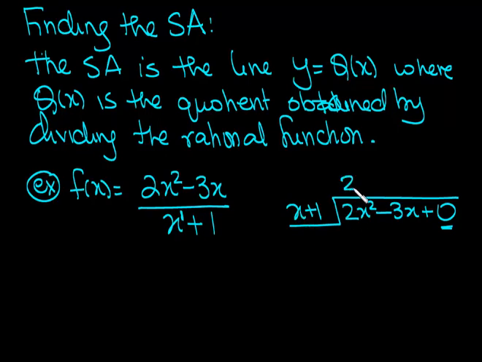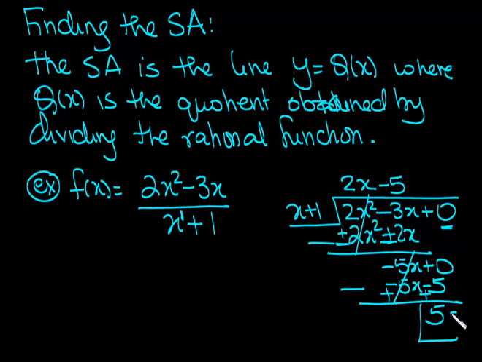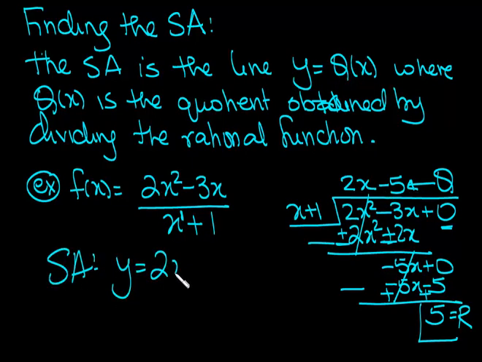I'm going to multiply this x by 2x. So we get 2x squared plus 2x. Then we subtract the two polynomials. We distribute the negative, so this positive becomes negative and it cancels. This becomes negative, so I get negative 5x plus 0. Then we multiply by minus 5, so you get negative 5x minus 5. Subtract the two, so you get 5. x cannot be multiplied by anything to make it into a 5, so that's my remainder. This is my quotient, so my slant asymptote for this problem is y is equal to 2x minus 5.